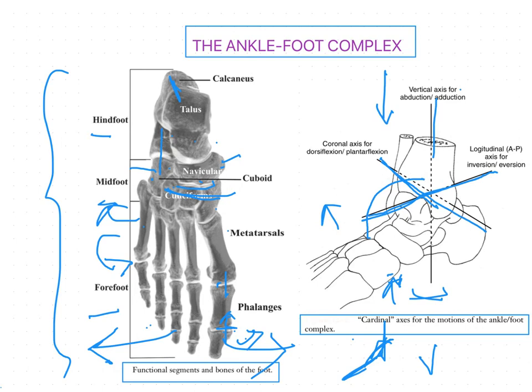Okay, and another important terminology you have to understand here is pronation and supination in the foot. Normally pronation and supination in the foot are complex movements, also composite motions. These motions are always coupled with each of the cardinal motions. So, for example, if you take supination or pronation.